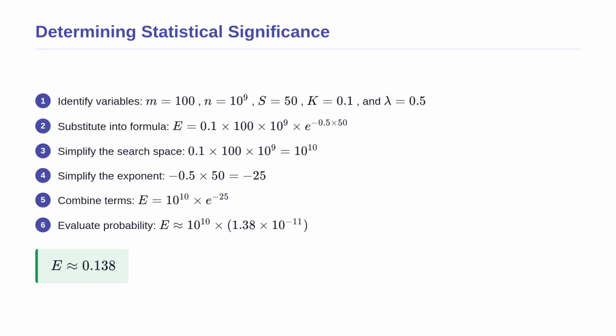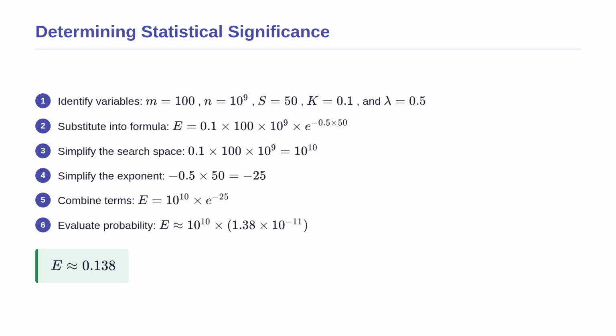Let us apply this formula to determine the statistical significance of a real database match. Suppose a researcher searches a 100 amino acid sequence against a database of 1 billion amino acids, getting a raw score of 50. The constants K and lambda are 0.1 and 0.5. We want to know if this match is biologically meaningful. First, we substitute all our known parameters into the e-value equation.